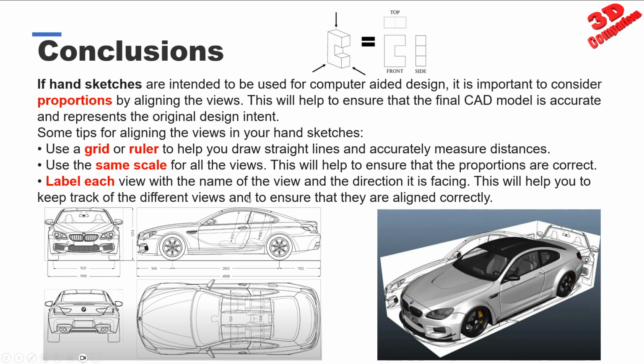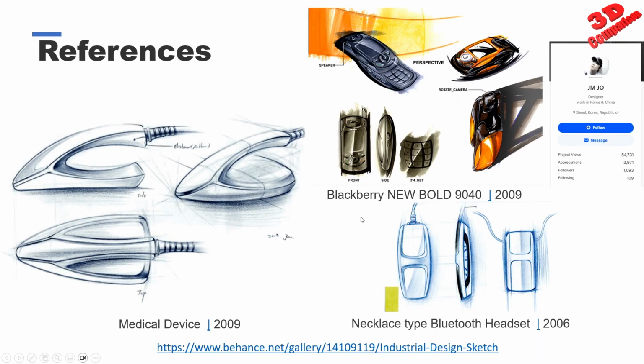And you can also label each view. This is mostly important if you will have many views of that product, so also the front and the back, the left and the right, the top and the bottom. It's better to have those labeled. As a reference for this, I added some hand sketches. So these were created by GM Joe, as we can see over here, from Korea.